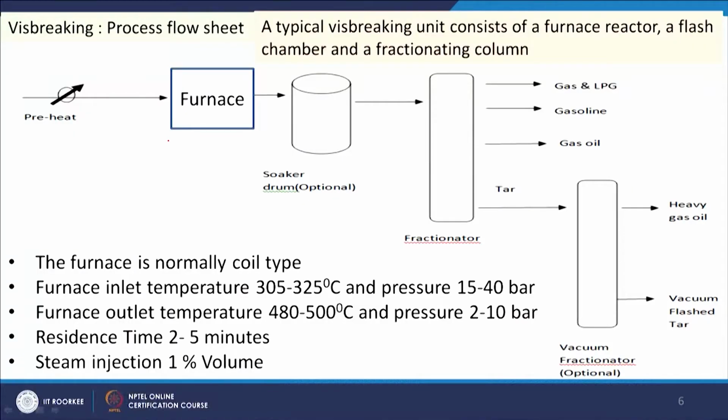Now, we will see the process flow sheet of the Visbreaking process. So, what we need? We have to apply heat. So, what will be happening? In the previous class we discussed that resins and asphaltenes are dispersed in the molten phase. So, by the application of heat, the molten phase will be broken and asphaltenes will settle. So, that is the mechanism.